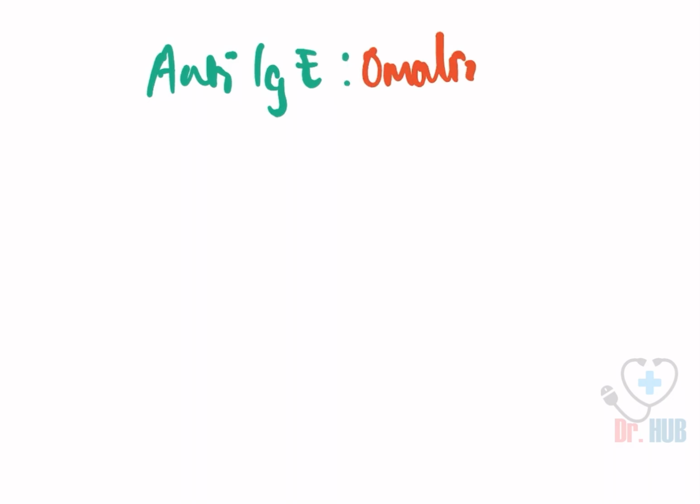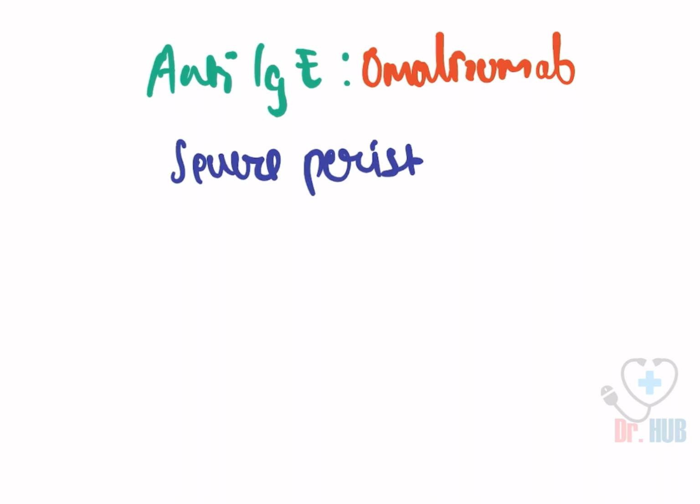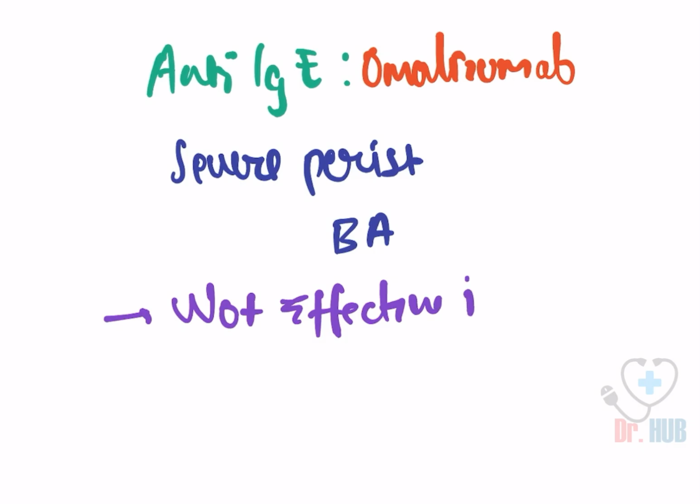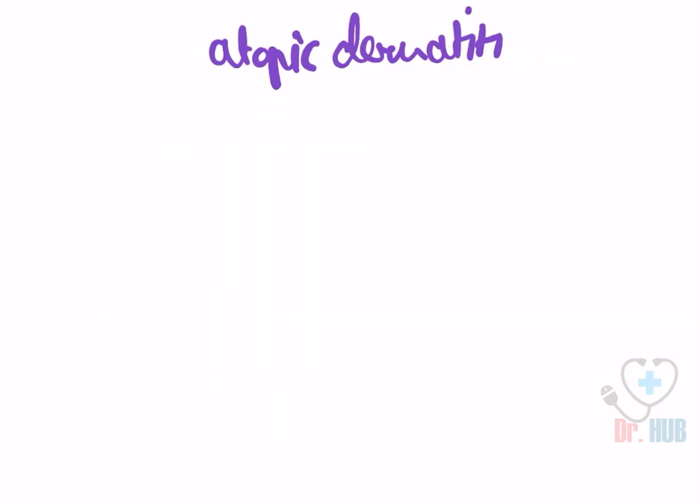Next, we jump on to the anti-IgE, that is the omalizumab. So this omalizumab, the use is in case of the severe persistent bronchial asthma. So what is the adverse effect? It is not effective in case of atopic dermatitis. So that is the adverse effect.